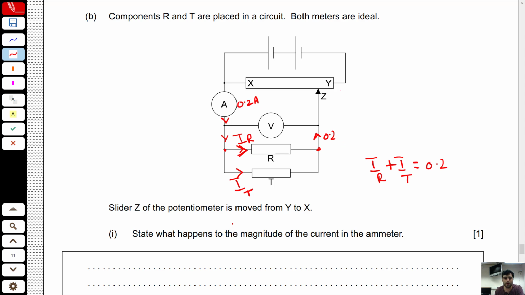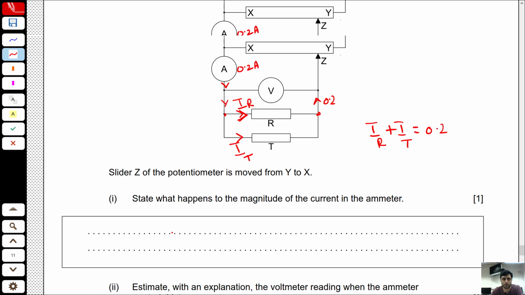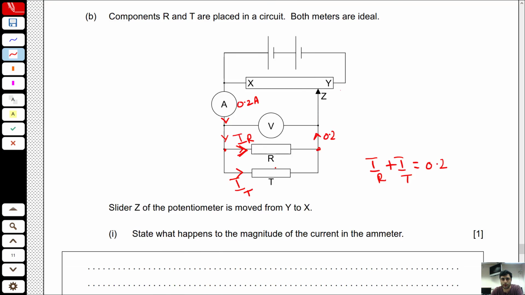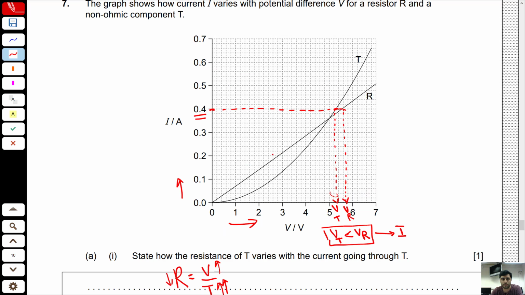Okay. Now back to the question. Estimate the voltmeter reading when the ammeter reads 0.2 ampere. If you go back to this graph, we know the total current is 0.2, but we don't know how much is the individual current passing through T and R. But we definitely know that the sum of the two currents passing through T and R must add up to 0.2.